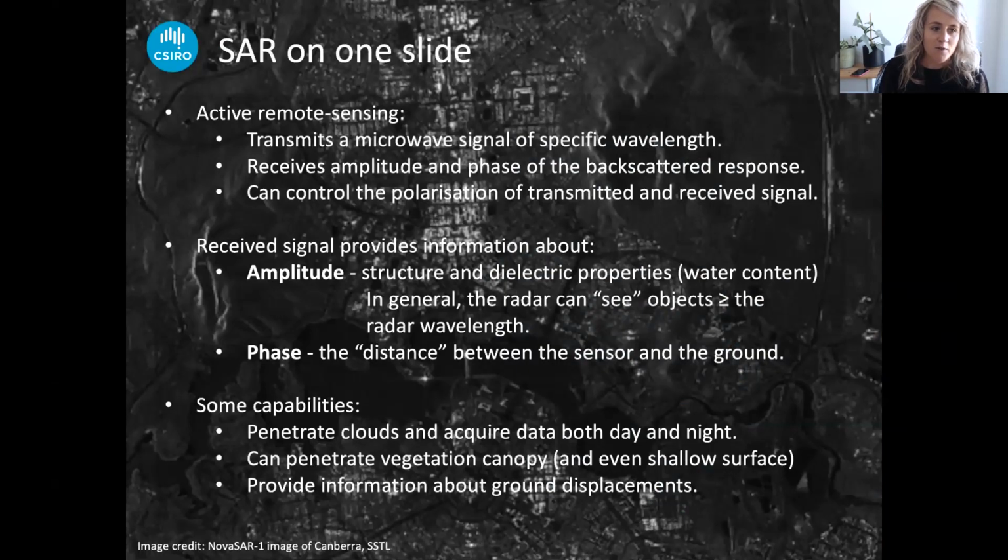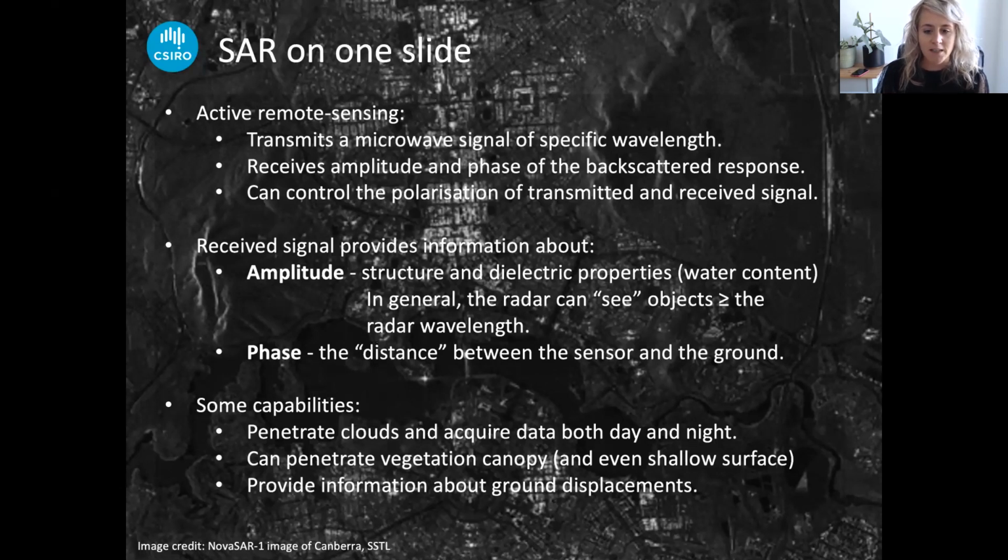So first, I thought it would be useful to take 30 seconds or so just to review some of the key concepts around synthetic aperture radar, in case you're not so familiar with this as a source of remote sensing data. So SAR is a form of active remote sensing, which means that it transmits its own source of energy of a specific wavelength and polarization, and then it receives this backscattered response, also at a specific polarization, recording both the amplitude and the phase of the return signal. That received signal provides information about the dielectric properties and also the structure or the roughness of scatterers on the ground. In general, you can think of it as the sensor being sensitive to objects that are about the same size as the radar wavelength or greater.